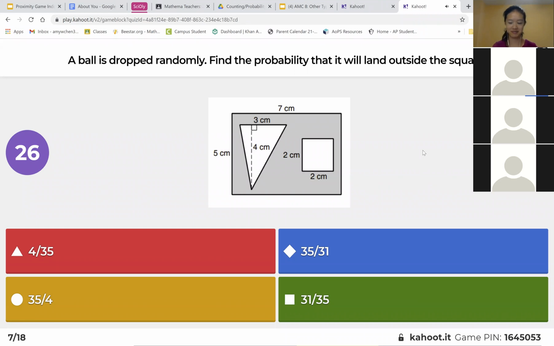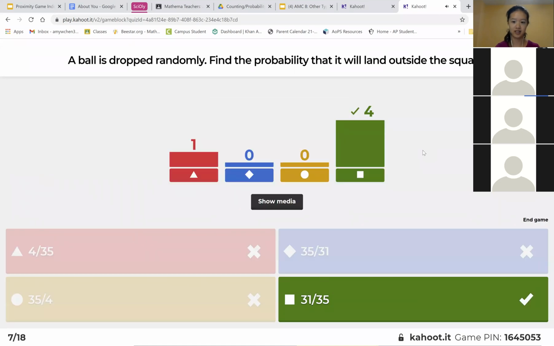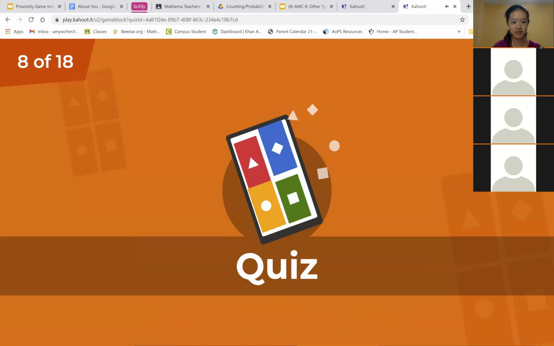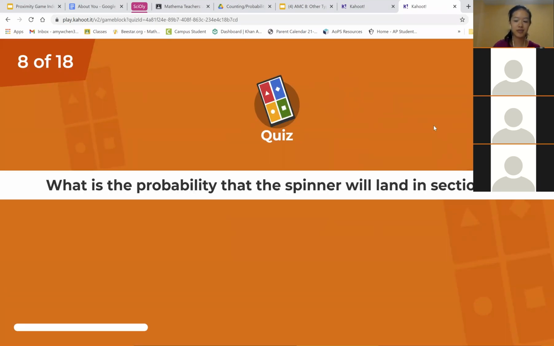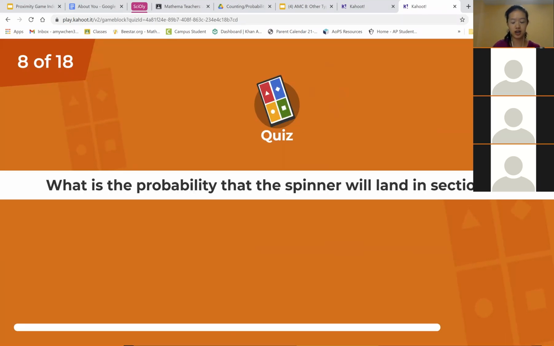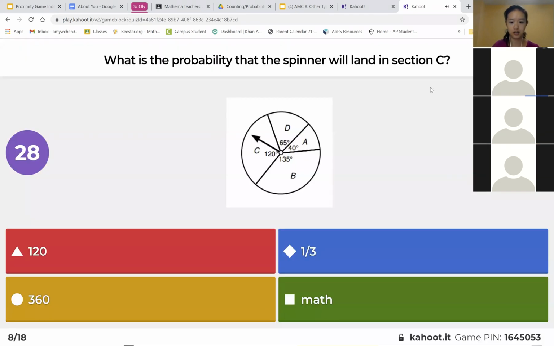Outside of the square. So you would use complementary counting. The small square, right? The small square? Yeah. Okay, nice. Okay, what is the probability that the spinner will land in section C? I didn't write this question either.